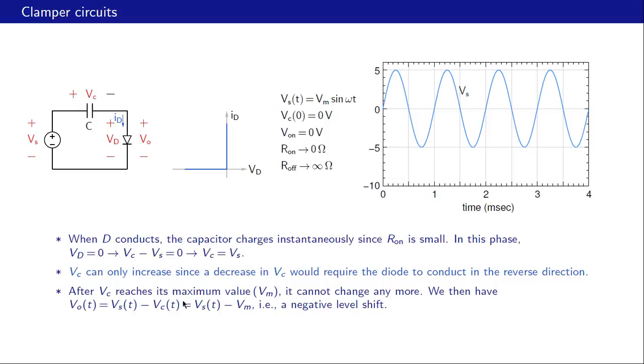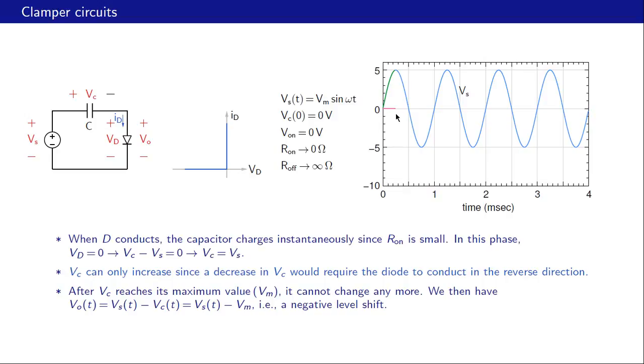After Vc reaches its maximum value, which turns out to be Vm, it cannot change any further, and we then have Vo of t, which is Vs minus Vc, equal to Vs minus that constant, which is Vm. And this is a negative level shift, Vs minus Vm, and that is where this circuit is different than the previous one. Okay, let us now look at the plots.